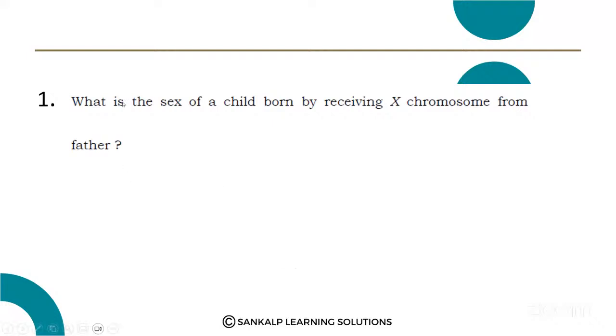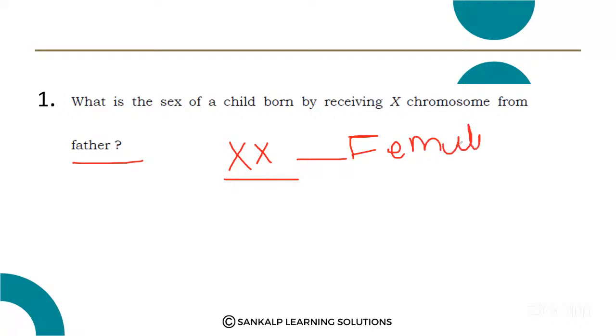What is the sex of the baby? What is the sex of the child born by receiving X chromosome from the father? The father gives the X chromosome, and the mother always gives the X chromosome. So XX chromosome, what is the sex of the baby? That is female, right? The correct answer is female.